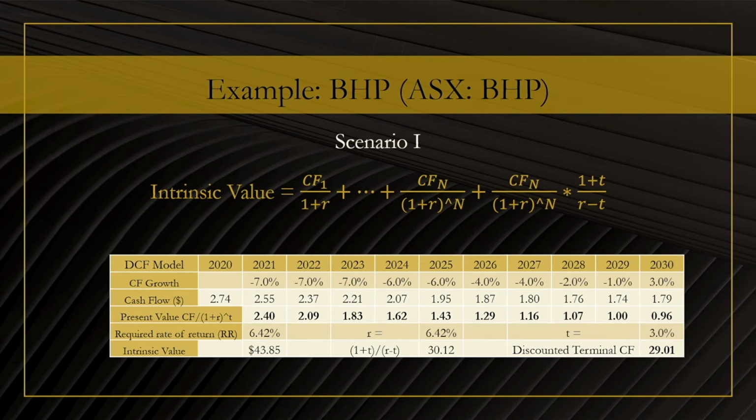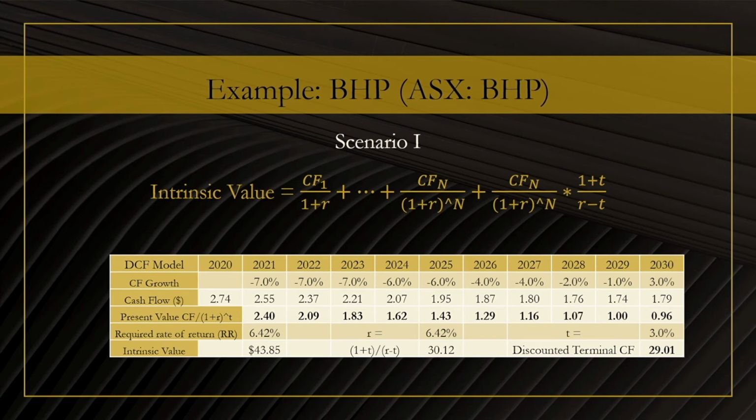Finally, let's have a look at the last 11th term. So notice that that is actually the same as the 10th term multiplied by a special fraction. So (1 plus t) divided by (r minus t). We call that fraction the terminal multiple. And here, the terminal multiple is 30.12. So to get the 11th term, you will need to take the 0.96 and multiply that by the terminal multiple, which is 30.12, and that gives you 29.0.